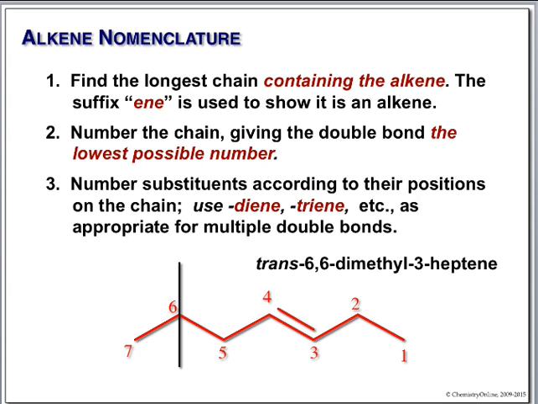We also have to indicate the stereochemistry around our double bond here. What we're going to do is simply trace out our carbon chains on both sides and say, are these on the same side of the double bond, or on opposite sides? These are on opposite sides of our double bond here. Therefore, we have to include the word trans in our name. Trans-6,6-dimethyl-3-heptene.